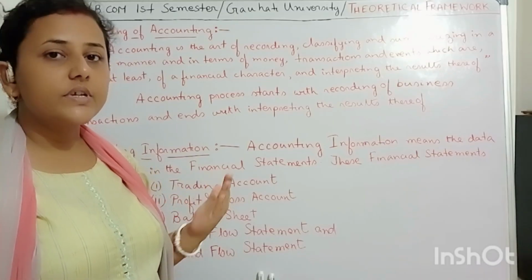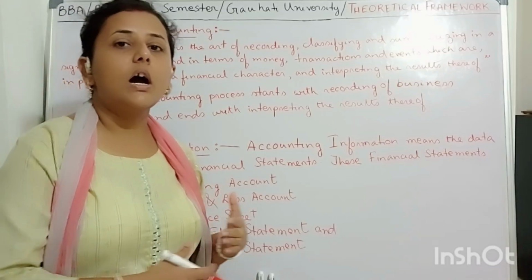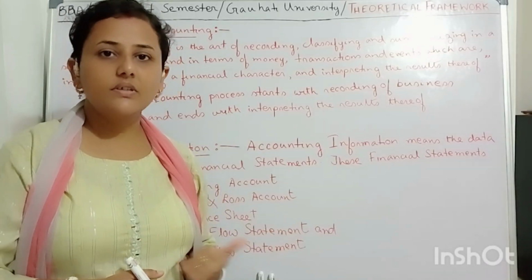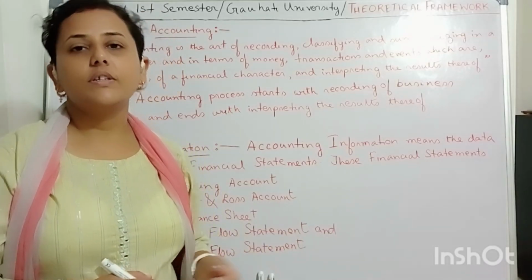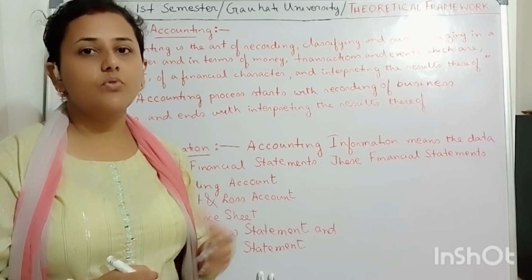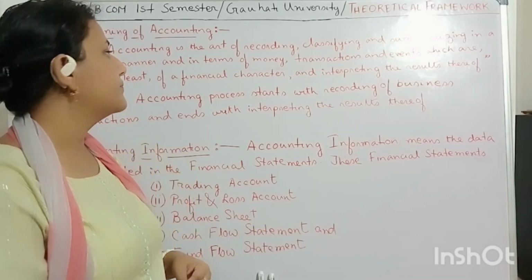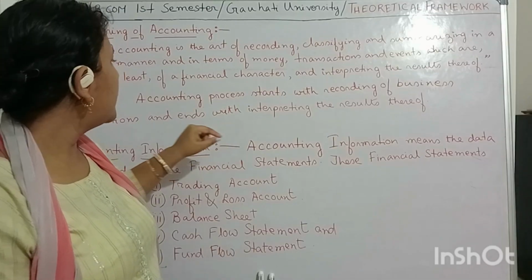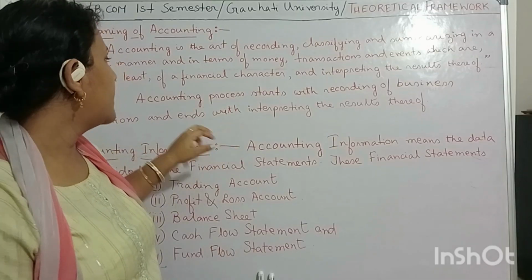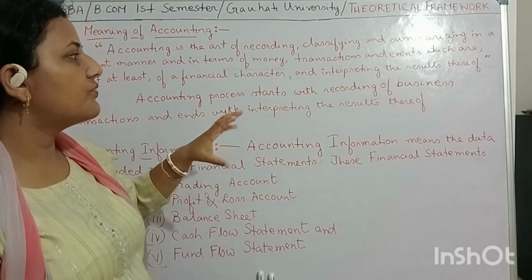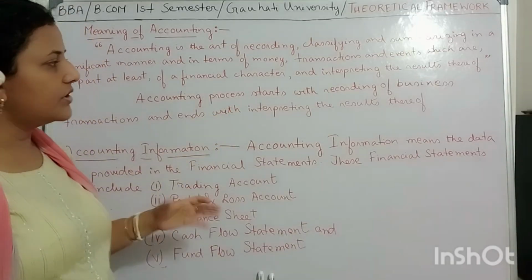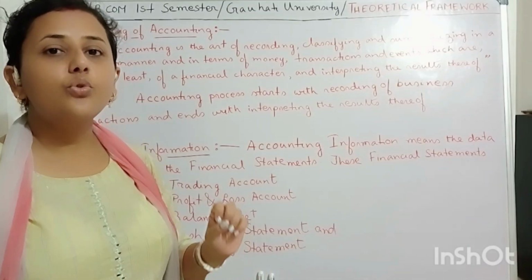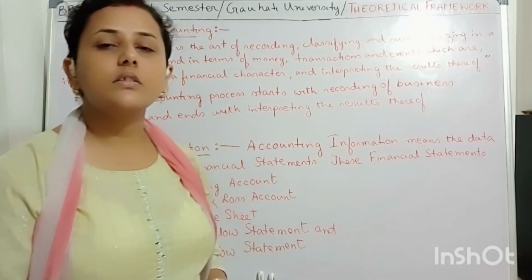What is the outcome of the financial statements? Whether the business is earning profit or incurring loss. What is the status of the business? So this line you all will know: the accounting process starts with recording of business transactions and ends with interpreting the results thereof. So who maintains the books of accounts?